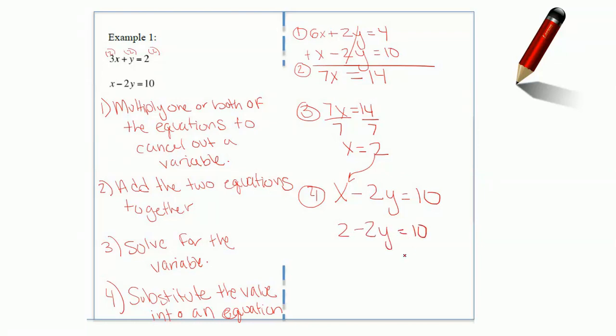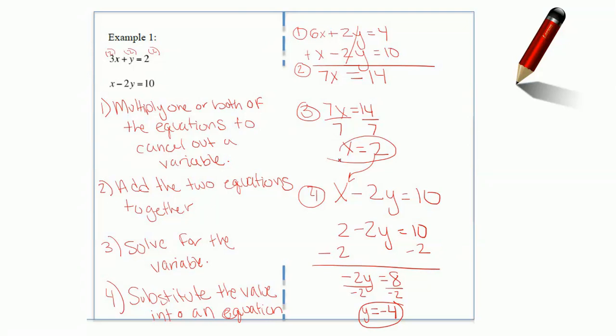Kind of like what we did for substitution, it's just not as easy. So solve for y here. I'm going to subtract 2. I'm going to get 8, because 10 minus 2 is 8. Let's divide by negative 2. So I get y equals negative 4, it looks like.